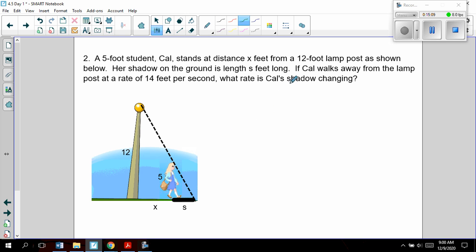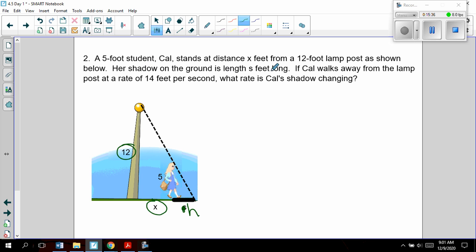All right, here's your next one. We have a 5-foot student, Cal, who stands a distance x from a 12-foot pole. So here again, I'm going to help with the picture at first, and then I'll have you guys do it. This pole is vertical. It's just the picture's taken at an angle maybe. And then she has a shadow down here. Because I know my writing, I'm going to use H for shadow because my S's and 5s look the same, and I see there's a 5 right there.